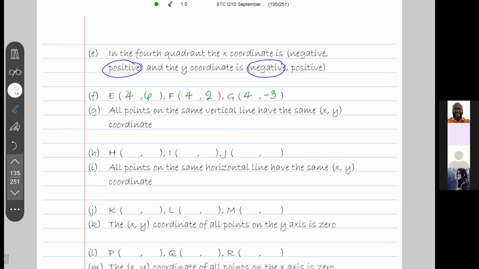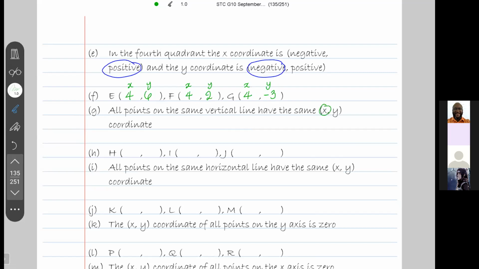All right, look here. These are the 3 points. This is X and this is Y. Which coordinate is the same for all 3 points? X. Very good. All points on the same vertical line have the same X coordinate.